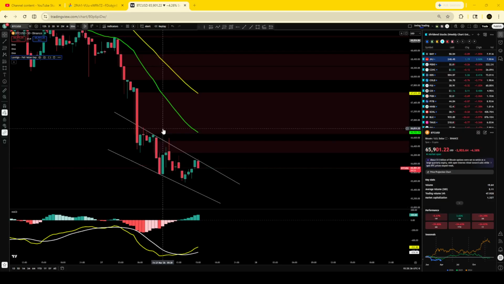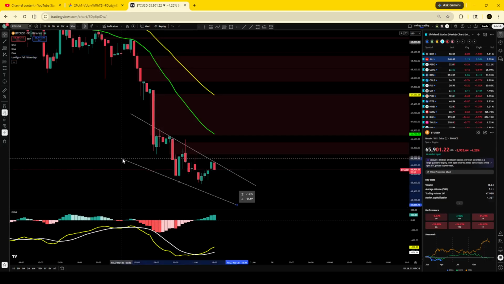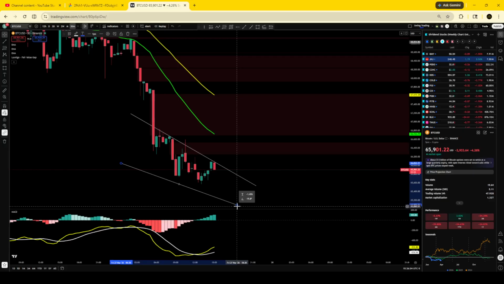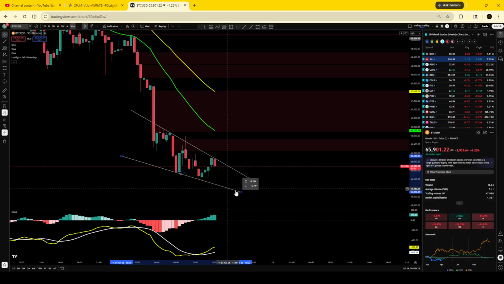We got 1, 2, 3, 4, 5. All you need is 3 touches for a trend line. So this has already become a valid trend line. So when price touched it, there was a high possibility that price was going to fall back from it. That's what it did right here. And that's what it did right here. And so with support, it's doing the same thing.